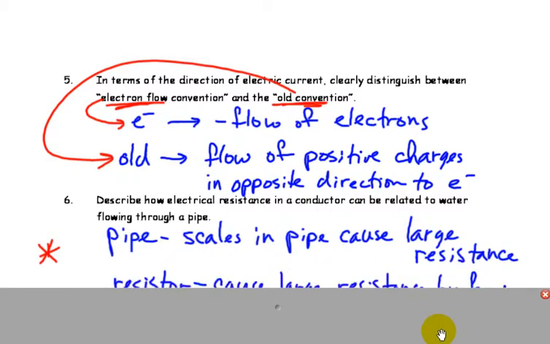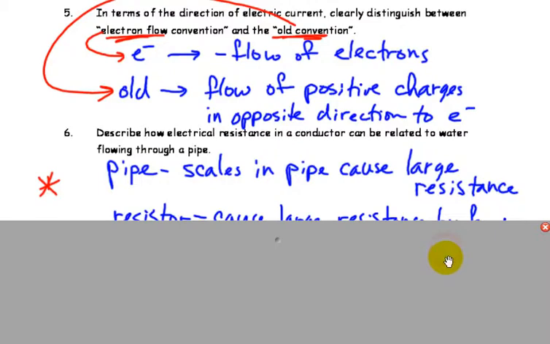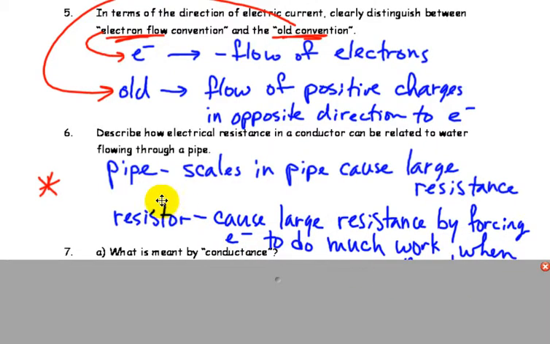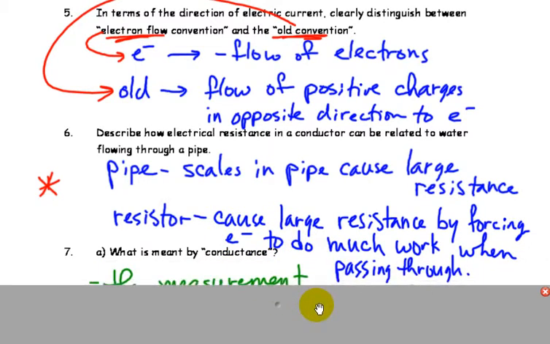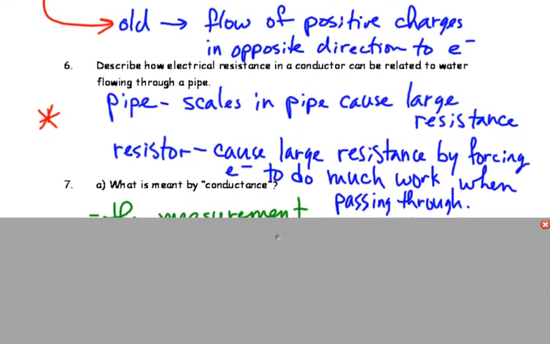Describe electrical resistance in a conductor. Can be related to water through a pipe. So through some resistor, etc. If you have a water pipe, and if there are scales on the inside of the pipe, deposits of calcium, etc., it causes large resistance because the water has to really work to get through the pipe. Resistor, you can think of it as being similar, causes large resistance by forcing electrons to do much work when passing through them, just like water has to work really hard to get through that pipe. Buildup of a lot of pressure.